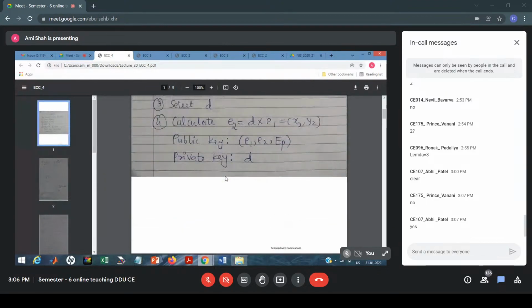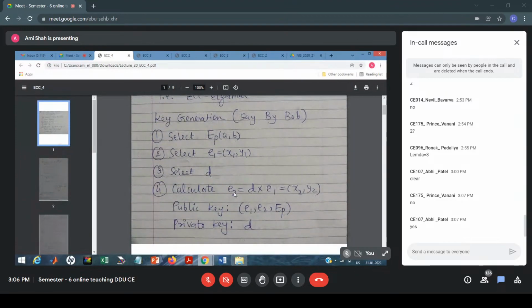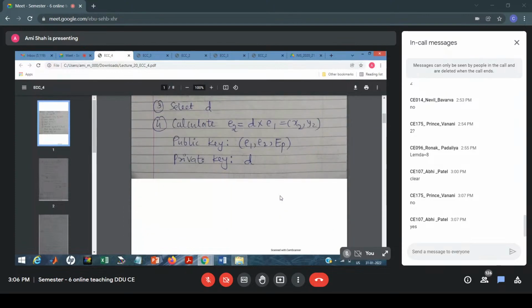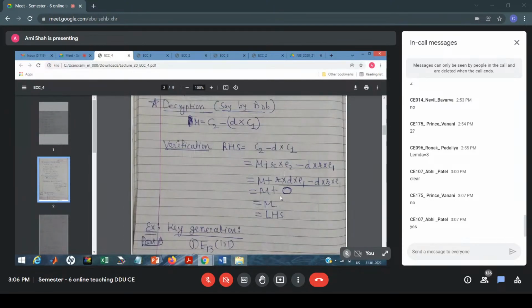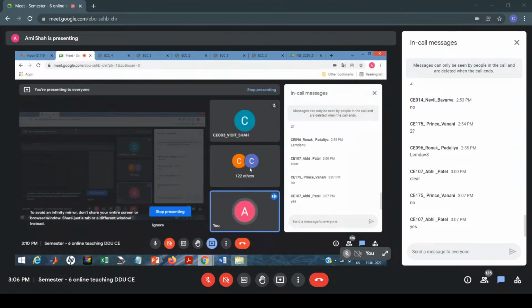All of you know that. See here, E2 equals D into E1. So instead of that, I can put D into E1, right? So this cancels, and what I'm getting is M plus 0. Finally I'm getting M. So is everyone clear how in decryption I get the plain text? Up to this, is everyone clear on key generation, encryption and decryption? Can I explain an example next?